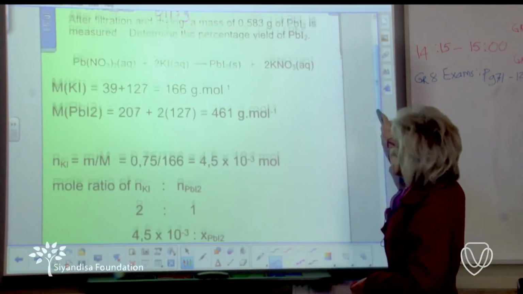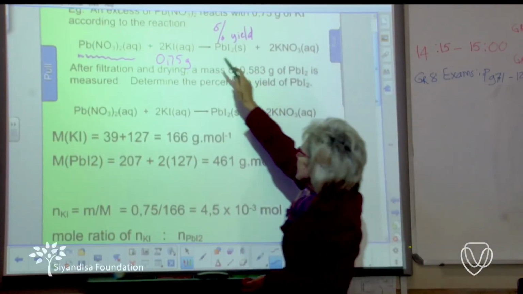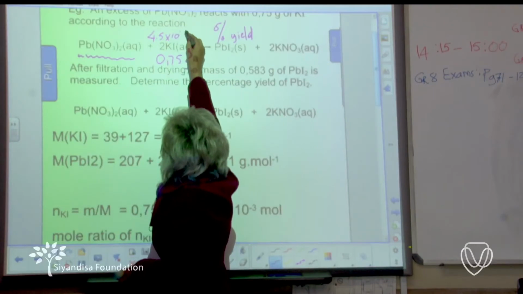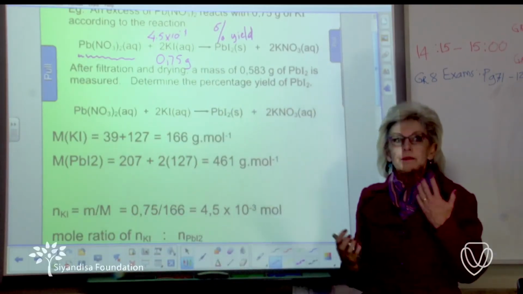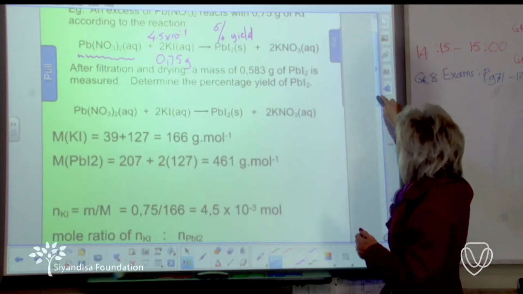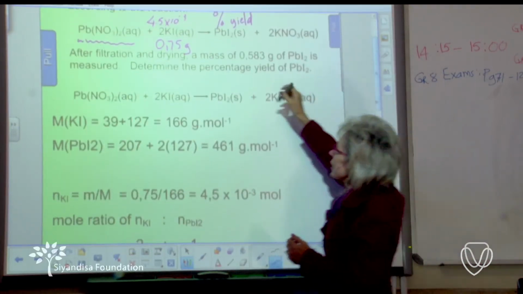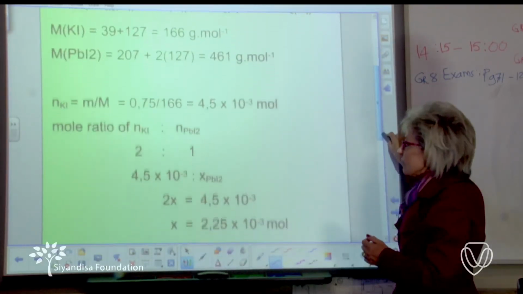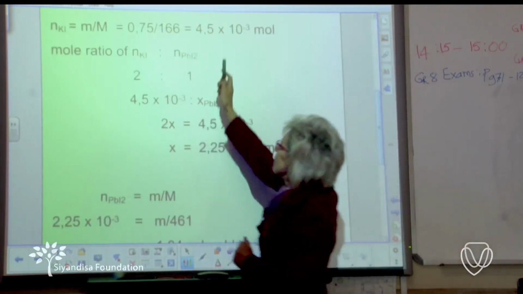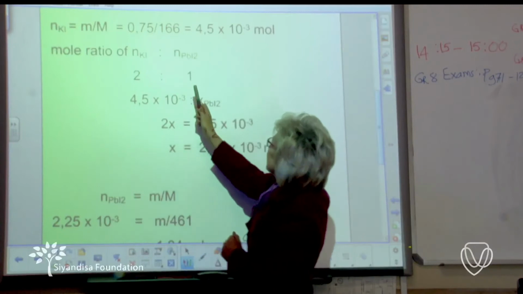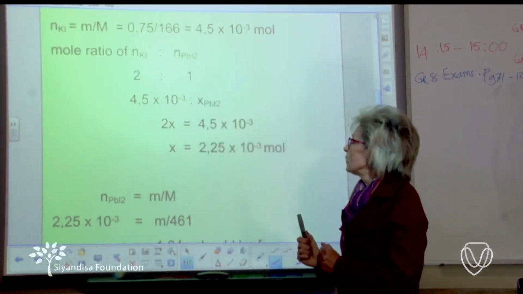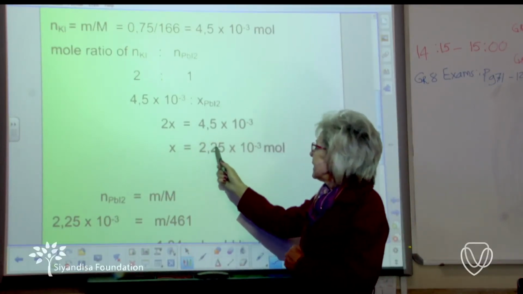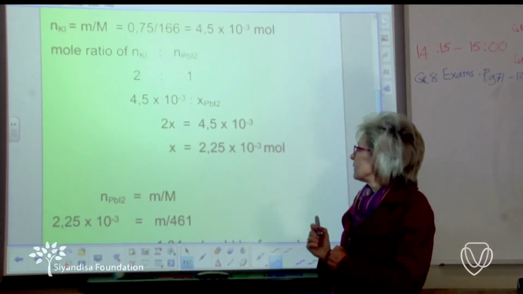What I know now, if I go back, is that the 0.75 gram is also 4.5 times 10 to the power of negative 3 mole. And I may compare in mole, the ratio in mole. In my balanced equation, the ratio in mole is 2 to 1. So when I now go back to my mole ratio, 2 to 1, the mole calculated for KI to X, being the unknown, lead iodide 1, when we cross multiply, that's what we get. So the amount of mole of lead iodide is 2.25 times 10 to the power negative 3 mole.